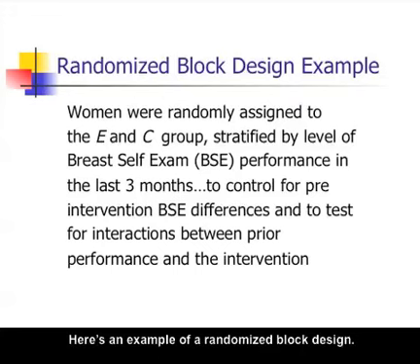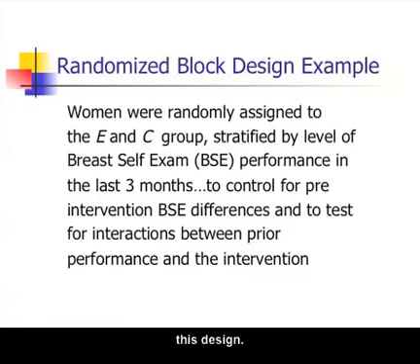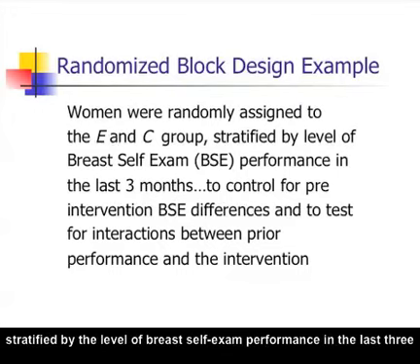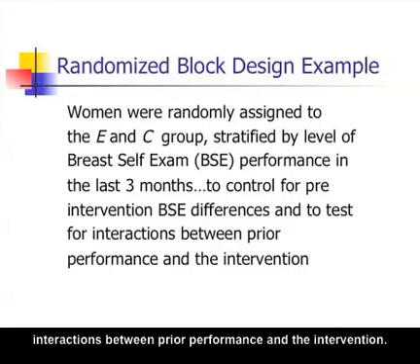Here's an example of a randomized block design, and I think you can see why there could be some confounding here if you didn't use this design. Women were randomly assigned to the experimental or control group and then stratified by the level of breast self-exam performance in the last 3 months to control for pre-intervention BSE differences and to test for interactions between prior performance and the intervention.